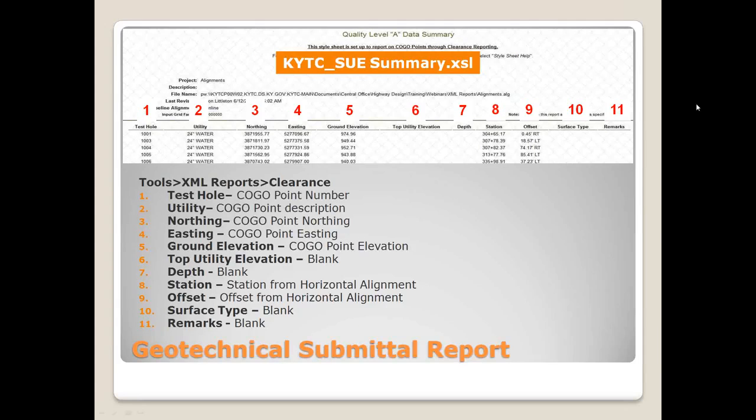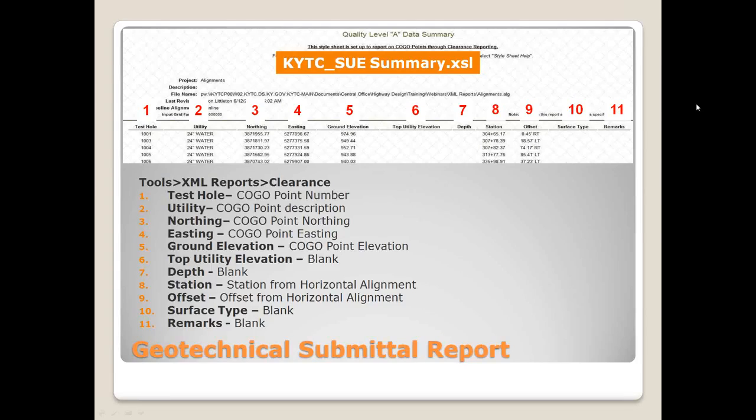We also have one for the SU data. It's a little bit more intricate, but again, we're using COGO points. That's what a majority of the reports we have so far are actually using. It just seems to be a little bit easier to use COGO points than necessarily alignments for most of this information. So tools, XML reports, clearance.